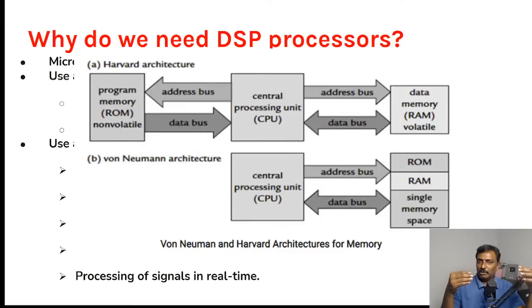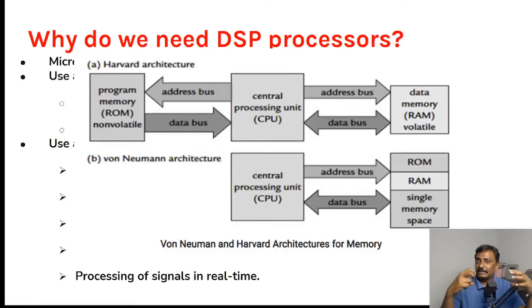Okay, so in von Neumann architecture, the CPU is connected to the program memory and data memory by using the same address bus and data bus. Since it has the same address bus, you cannot change the bus width. Whereas in Harvard architecture, the program memory uses a different address bus and data bus, and the data memory uses a different address and data bus.